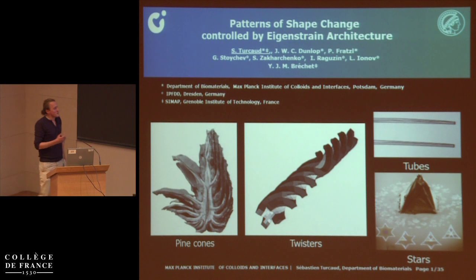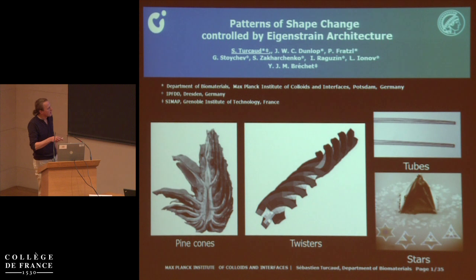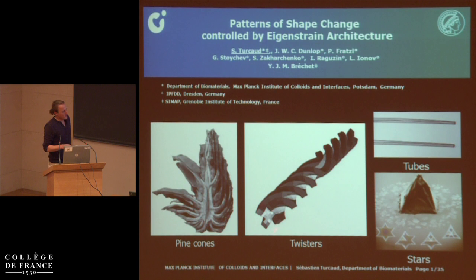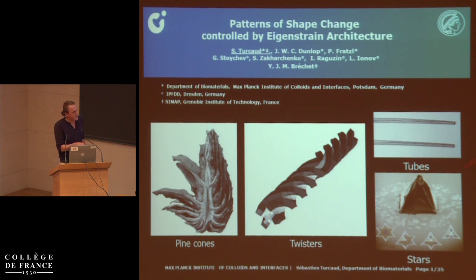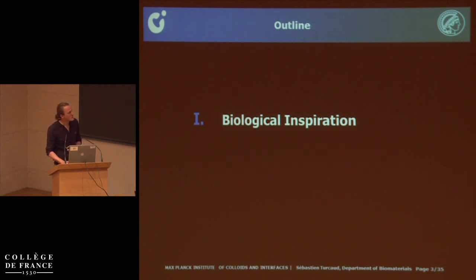So I already told you that I wanted to talk about shape changes inspired by passive motions in plant systems. I will talk briefly about some typical architecture that can trigger those kinds of movements, and my talk will be mainly on a collaboration I'm doing with chemists, where we try to look at specific shape changes. So my outline is: first biological inspiration, some architectures, and then those diffusion-driven systems.